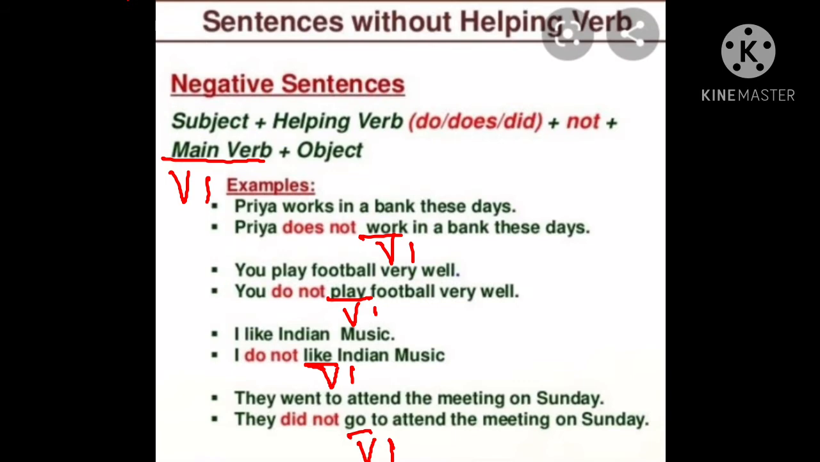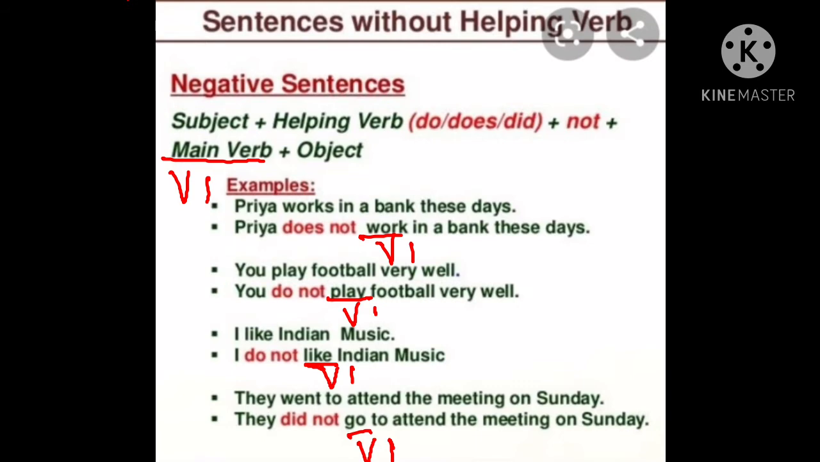Last one is they went to attend the meeting on Sunday. Now here the main verb is went. This is V2 form. V2 means we have to use did. So not will come after did and then the main verb will be changed into V1. So what is the V1 of went? Go. So the negative will be they did not go to attend the meeting on Sunday. So you have to check the form of the main verb, which form is the main verb, and then decide do, did or does.